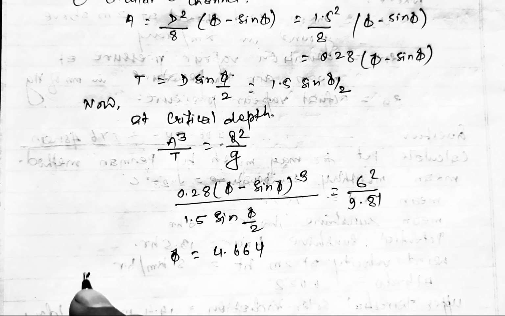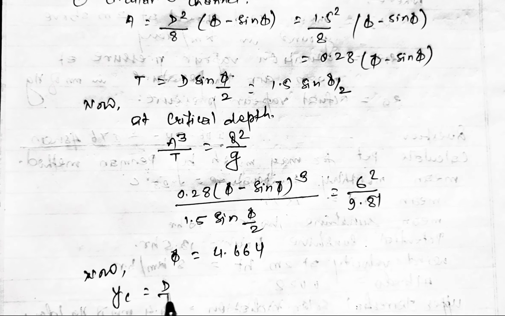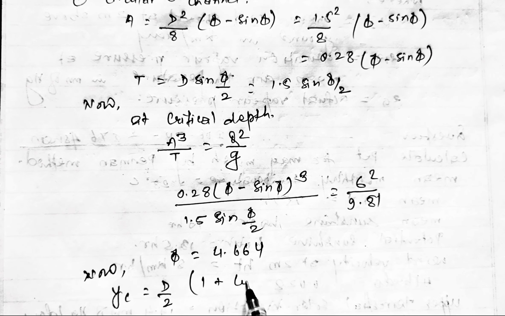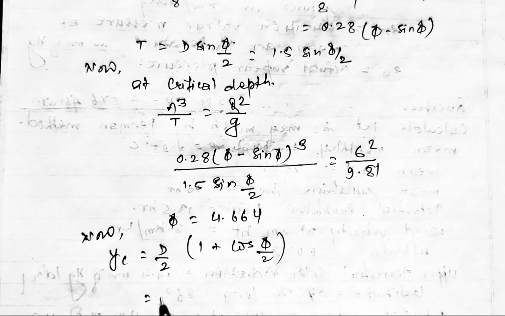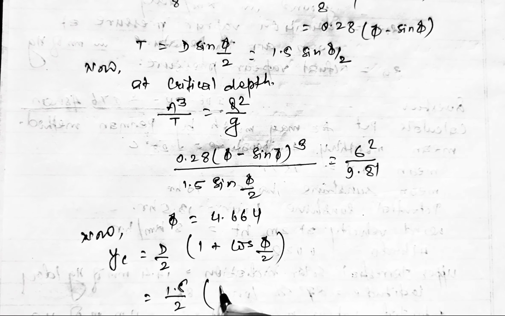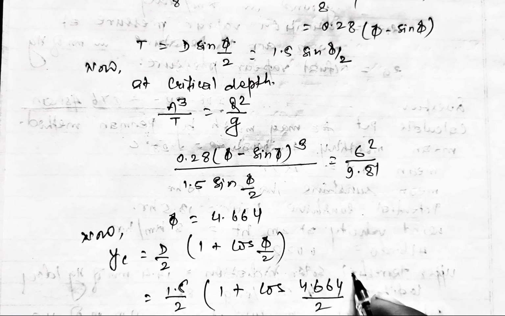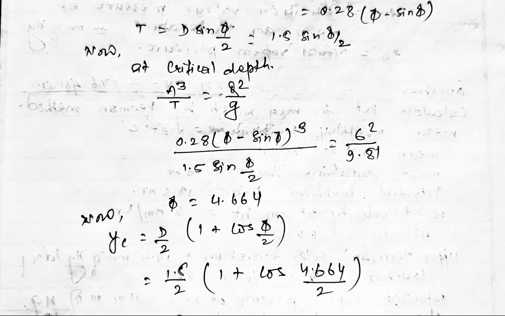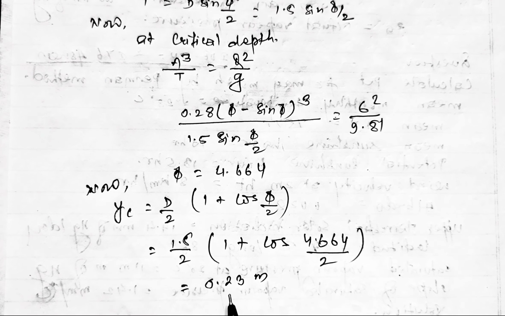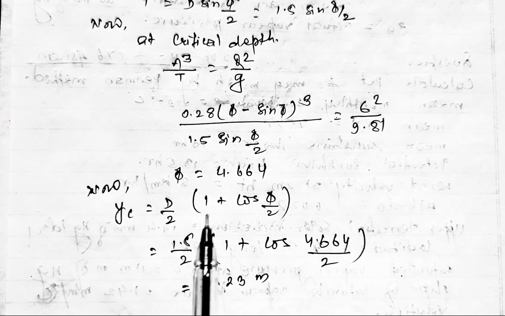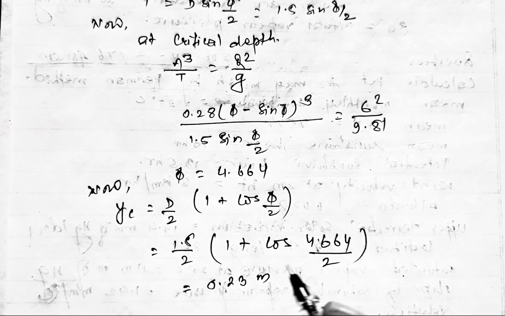4.664. Now the critical depth can be given as yc equals D by 2 times 1 minus cos phi by 2, where the value of D is 1.5, divided by 1 plus cos 4.664 divided by 2. So on solving this, the result is 0.23 meter, which is the critical depth of the circular section having the diameter 1.5 meter at discharge Q.